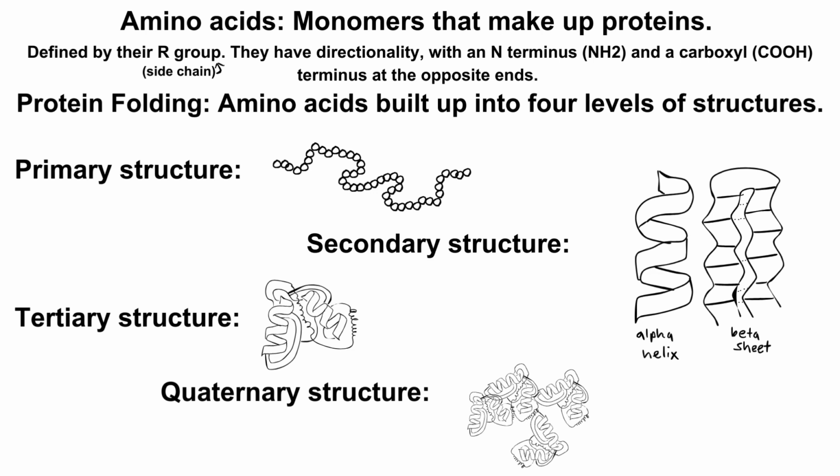Then the secondary structure, which can either be a beta sheet or an alpha helix and contains polypeptide chains stabilized by hydrogen bonds. The tertiary structure is a 3-dimensional visualization of the secondary structure and has a hydrophobic inside and a hydrophilic outside. The quaternary structure has hydrogen and disulfide bonds between the tertiary structures.